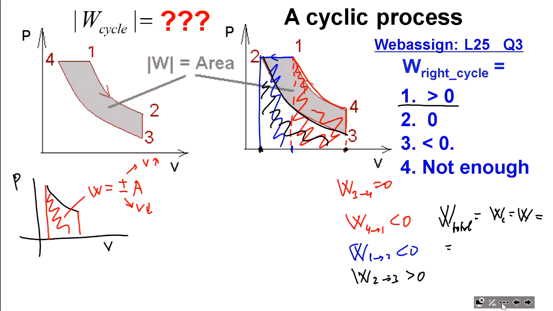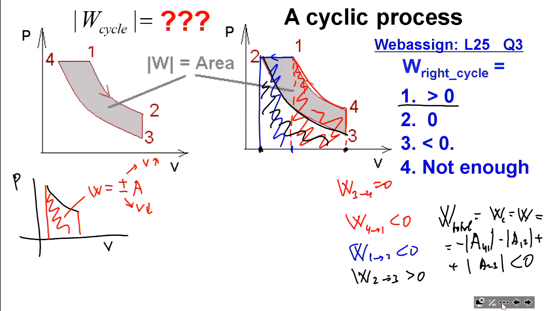Rules work. So you can see that what we should write mathematically is negative area for process 4 to 1, okay, that would be absolutely accurate, negative area for process 1 to 2, and plus positive area for process 2 to 3. Together it should be negative.